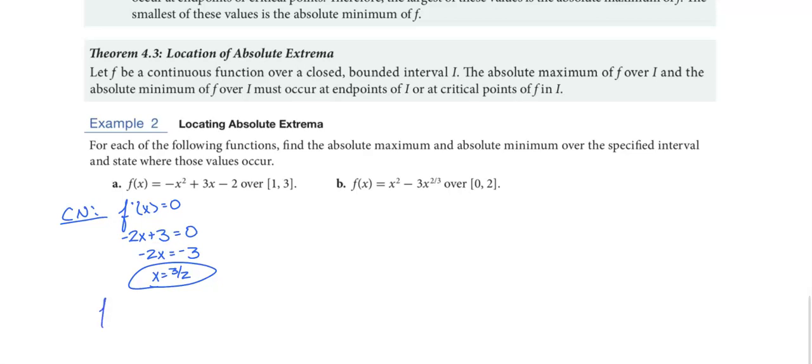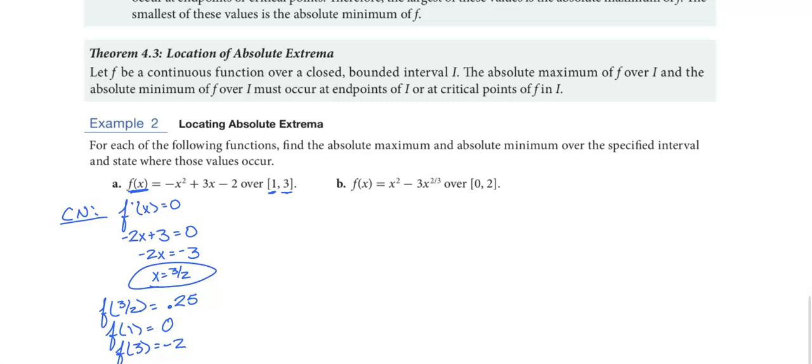And then we're going to find y values. So we're going to plug in 3/2, and then we're going to plug in our endpoints. Plug in 1, plug in 3. This is going to help us find absolute extrema. I'm going to plug these numbers in to find y values. We plug it into the original function. I'm using my graphing calculator off to the side. When I plug in 3/2, I get 0.25. When I plug in 1, I get 0. And when I plug in 3, I get negative 2.